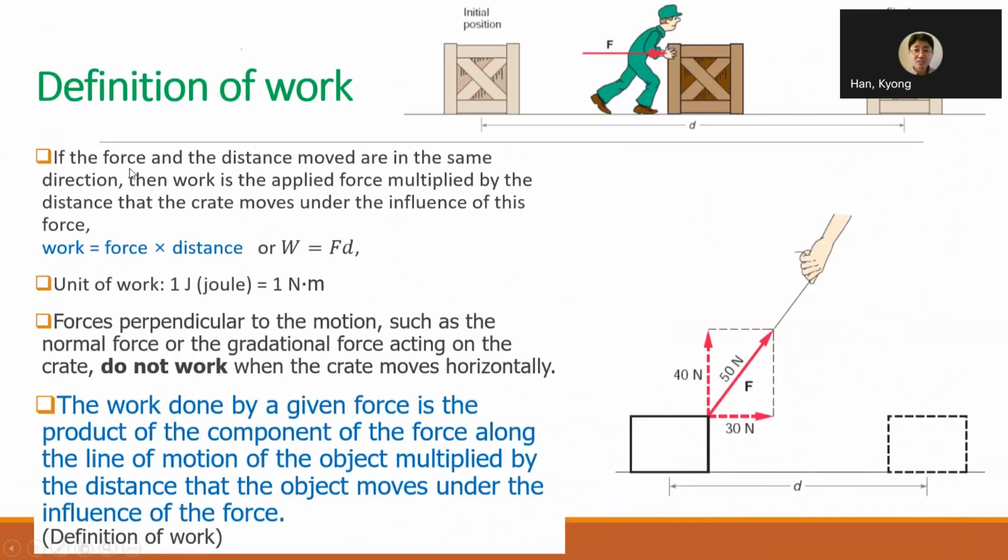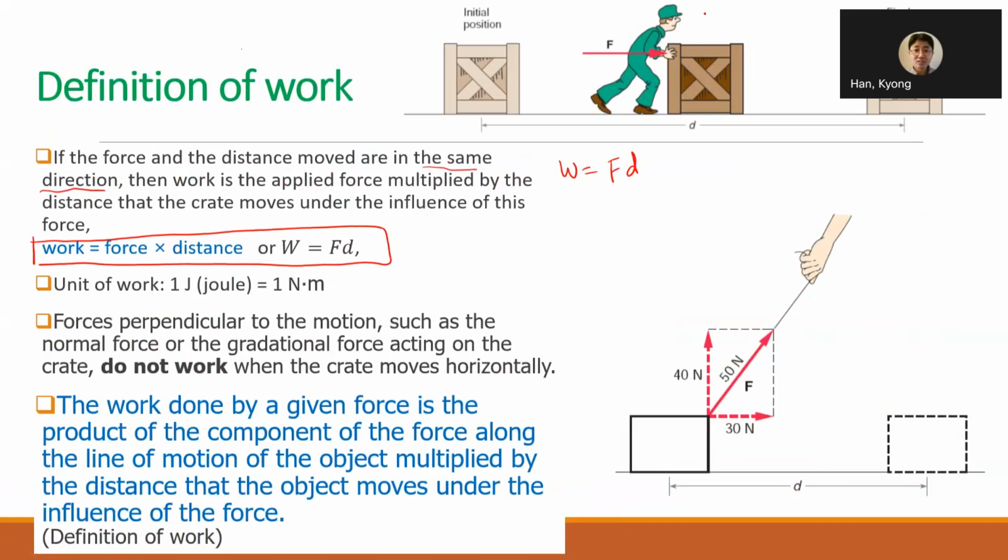Then the definition of work. If the force and the distance moved are in the same direction, then work is the applied force multiplied by the distance that the crate moves under the influence of this force. Work is force times distance, written as W equals F times D. Simple. Also remember work is a scalar quantity, but force is a vector quantity, and the direction must be the same. The distance moved must be in the same direction.